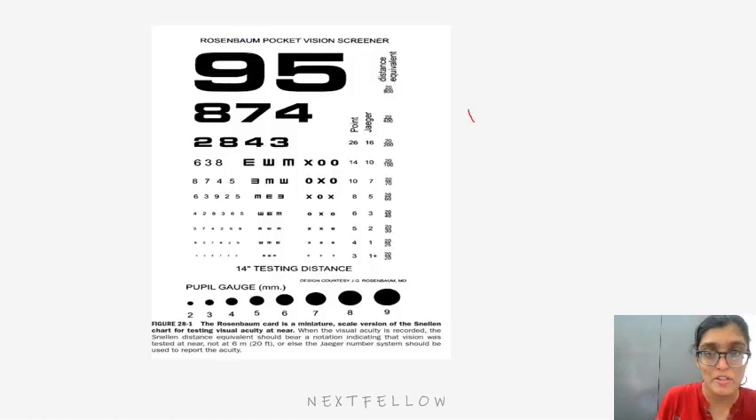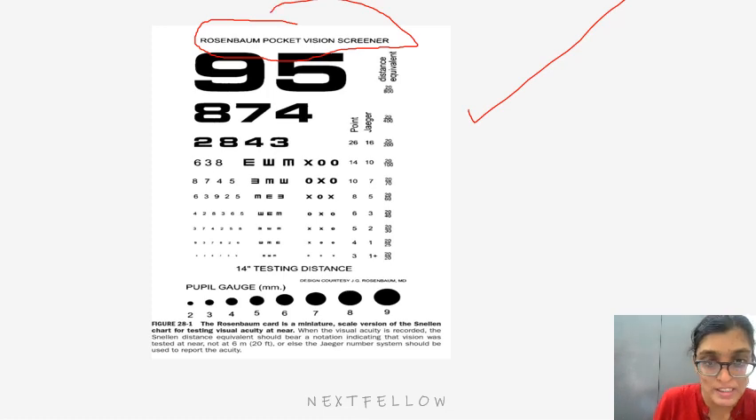So this is a picture slide. This is a visual slide. This is a Rosenbaum pocket vision screener. The Rosenbaum card is a miniature version of the Snellen's chart. It is used for testing near vision, and it subtends an equal angle at the nodal point of the eye as that of the Snellen's chart. So this is very important.